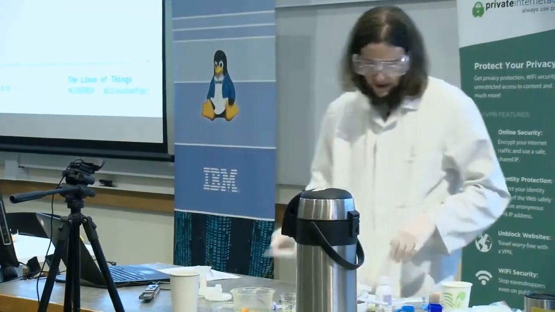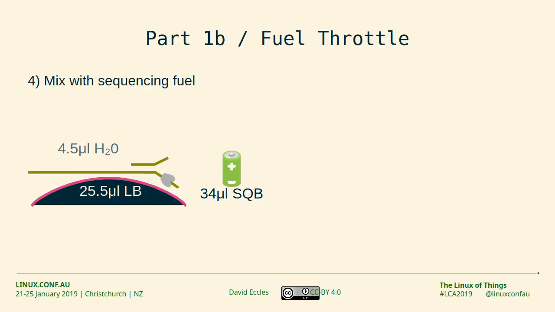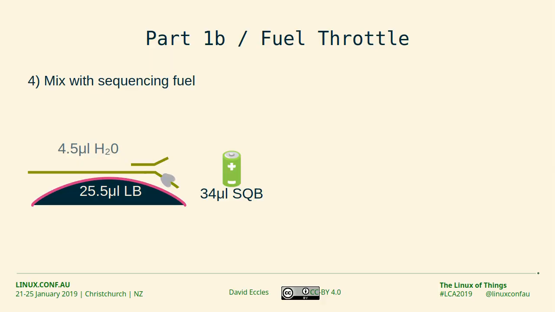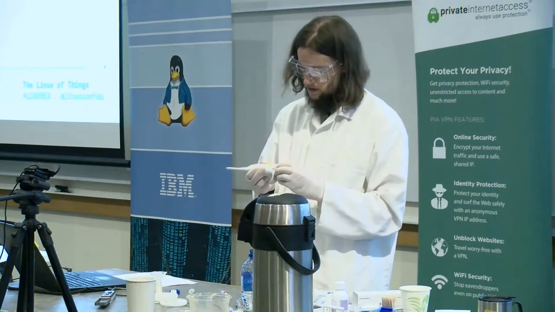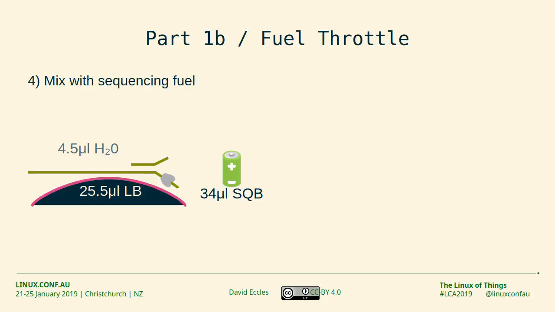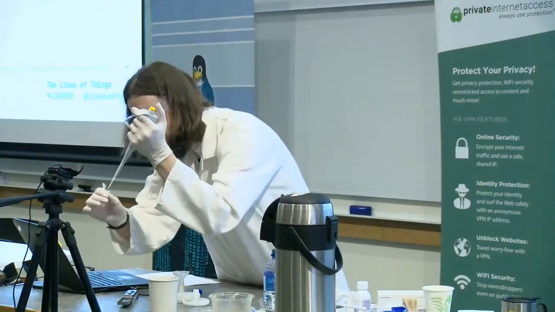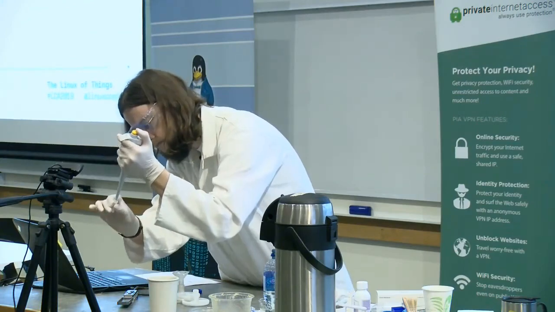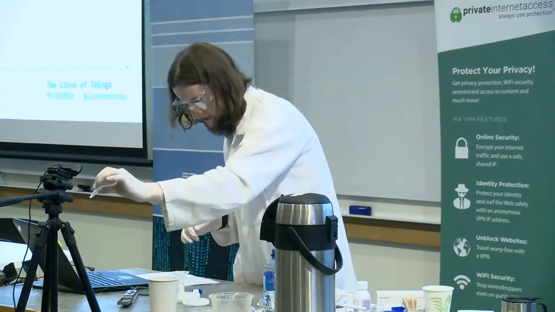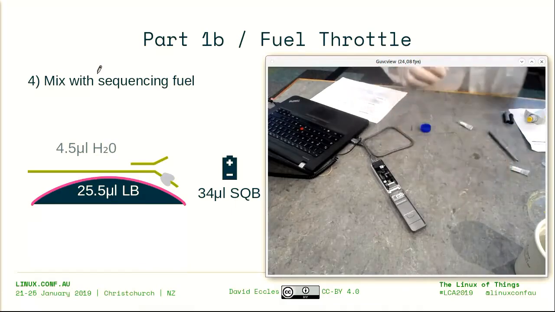Now, to this sample, I need to add a little bit of water. And then I need to add some fuel mix, which gives the sequencing reaction energy, 34 microliters. And then to that, I need to add in some loading beads. The purpose of these loading beads is to allow the DNA to sink down and hit the nanopores. Okay, so these get added in. Okay, so we have our sample there. Again, it's whitish liquid. That's the loading beads.